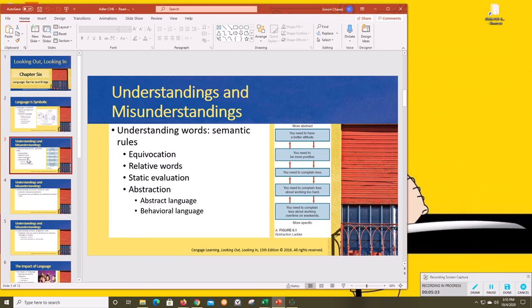Remember, you want to avoid abstract language. This is very vague. You want to use behavioral language because this is more specific. This is how you can get people to change their behavior.